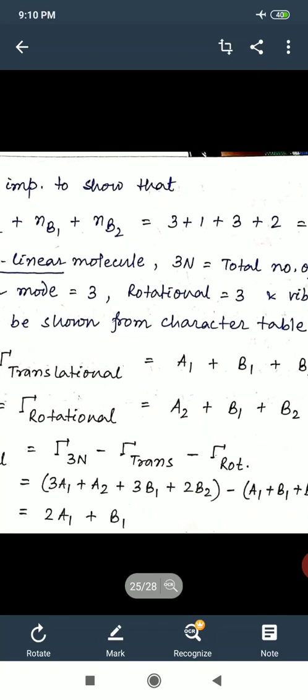That's why the total vibrational modes should be 3, because 3n minus 6, that is 3 into 3, that is 9, minus 6, that is 3. Here also you can see 2A1 plus B1, which means 3 vibrational modes. So in the water molecule, the translational modes are 3, the rotational modes are 3, and the vibrational modes are also 3.